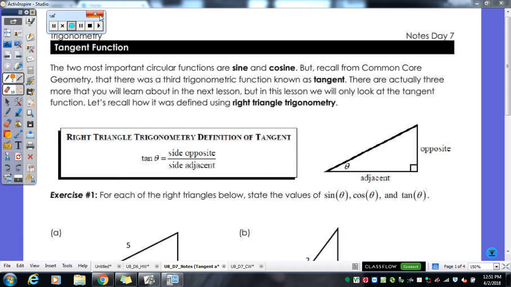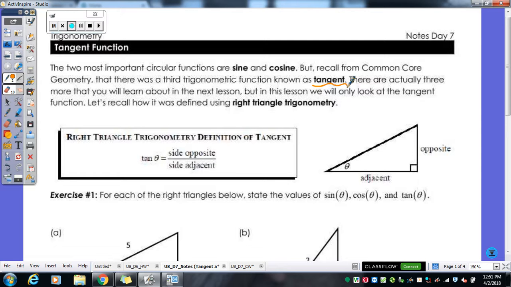So you guys have all been asking. We are doing our next trig function today, which is tangent. We've done sine and cosine, and sine and cosine are pretty much the basis for all of trig functions. So now we're going to bring in tangent. Let's review what tangent actually is based on the right triangle.